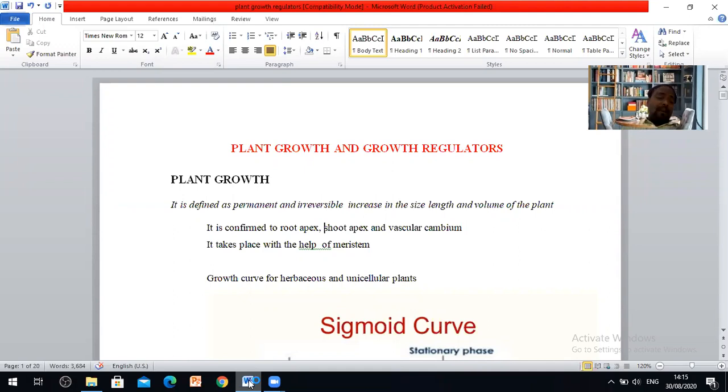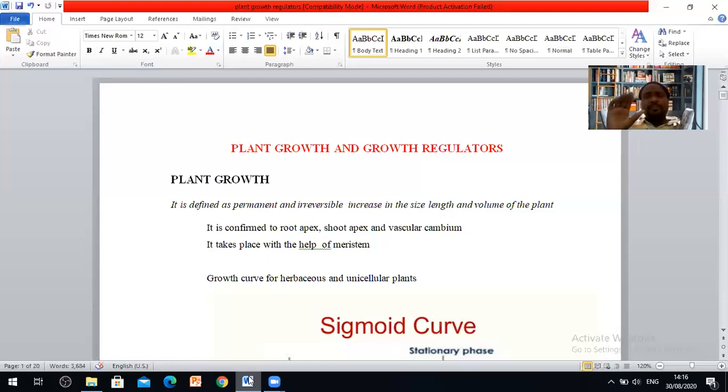When we define plant growth, it is a process in which a permanent and irreversible increase in the size, length, and volume of the plant takes place. It is defined as a permanent and irreversible increase in the size of the tissues, the size of the organ, the size of the leaves. That process is called growth.